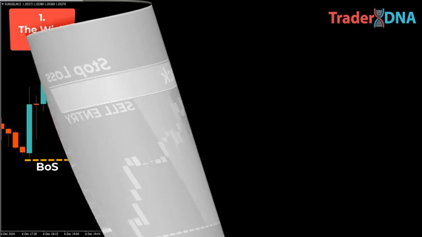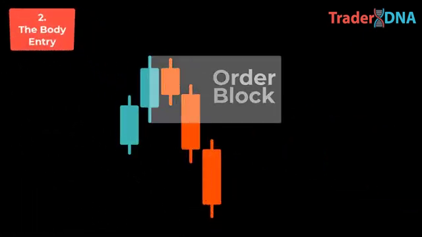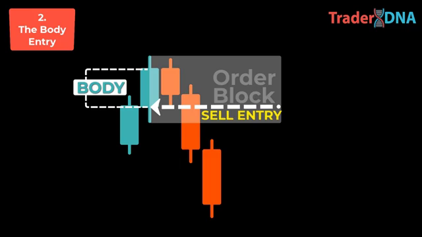The body entry method. The second entry type we'll explore is known as the body entry. This method takes a slightly different approach to order block trading, offering its own unique advantages and trade-offs. Here's how it works. Once you've identified a valid order block, your entry point is placed at the body of the candle rather than the wick. For sell positions, the stop loss is strategically positioned a spread size above the higher wick of the order block.